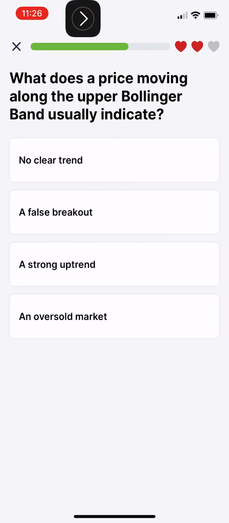What does a price moving along the upper Bollinger Band usually indicate? No clear trend, a false breakout, a strong uptrend, an oversold market.